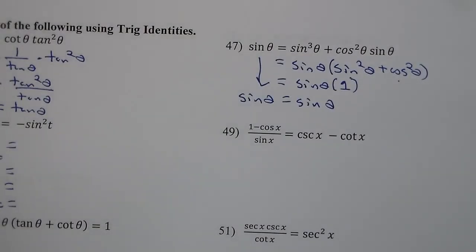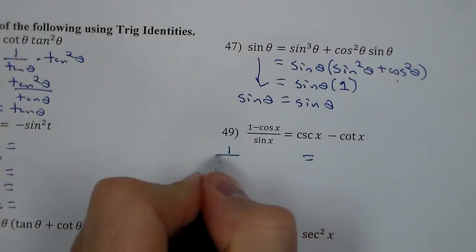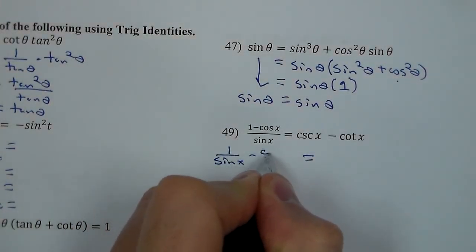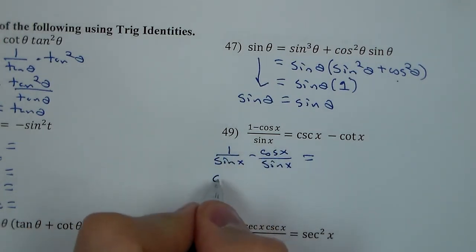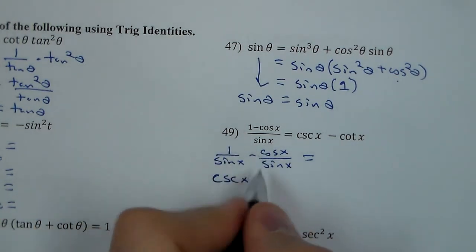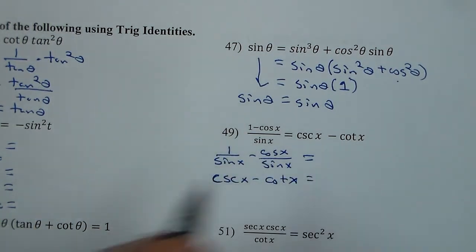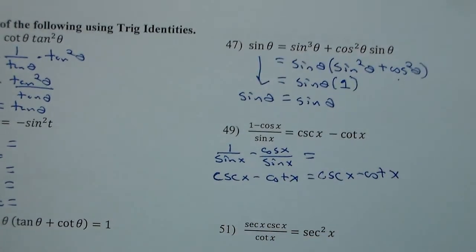For number 49, I'm going to split the fraction on the right-hand side. So I'm going to make this 1 over sine x minus cosine x over sine x. Reciprocal of sine is cosecant. Cosine over sine is cotangent. And now it matches. Cosecant x minus cotangent x.